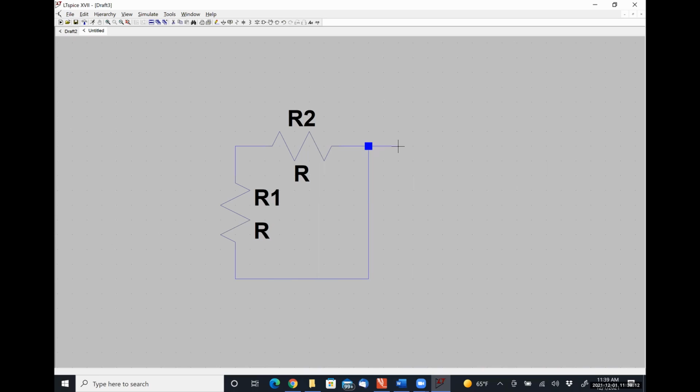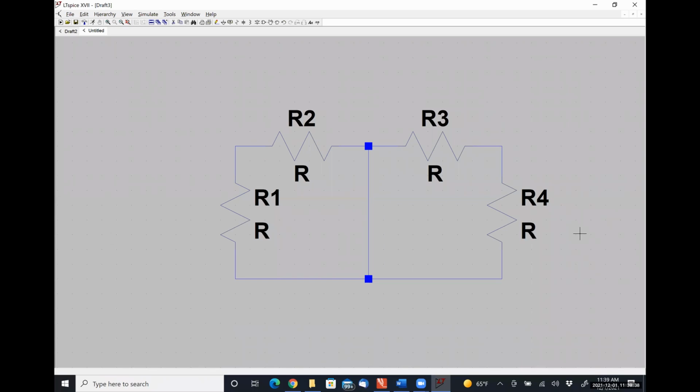Now I'm going to place my 10 ohm resistor. Now I'm going to place my, sorry, that was the 16 ohm resistor, and this will be the 10. My apologies.